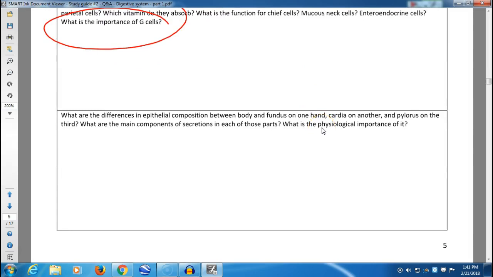Now, in the cardia, what type of secretion would you expect? I mean, what is produced? You have mucus, acid, pepsinogen. What will be produced in the cardia mostly? Mucus. What's produced in the body and fundus?